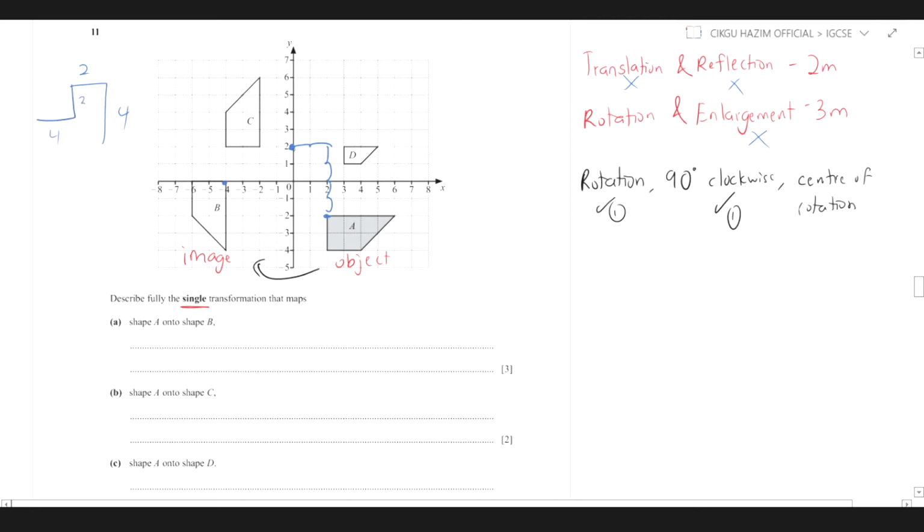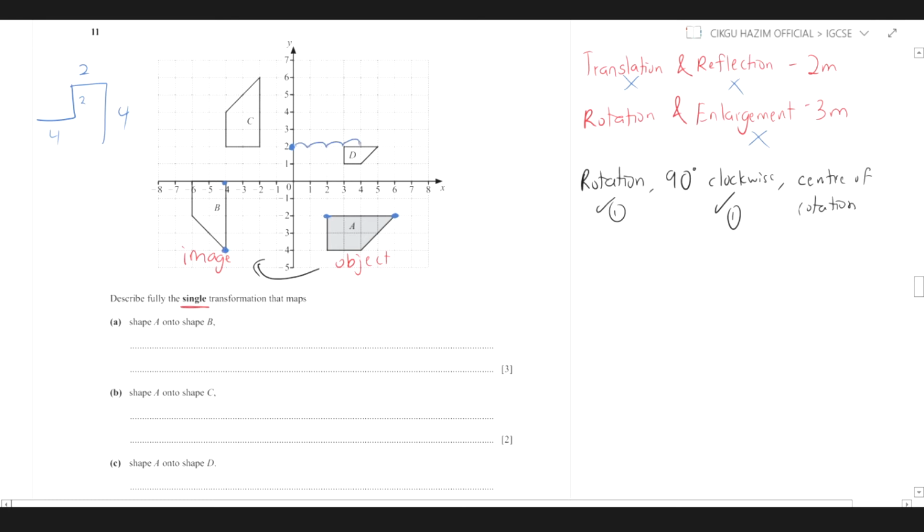Is it correct? Let me check one by one. So 1 2, and then goes to the left 4 times, 1 2 3 4. Yes, it is. You can see that the point hits. What if you try with another point, whether it's true or not? Make sure it's with their congruent point, which is this pointy vertex here and this pointy vertex here.